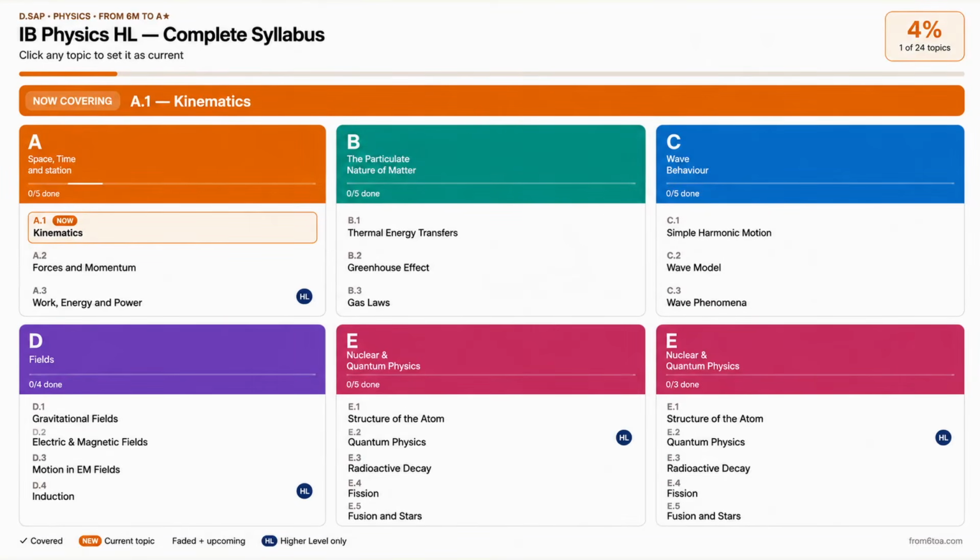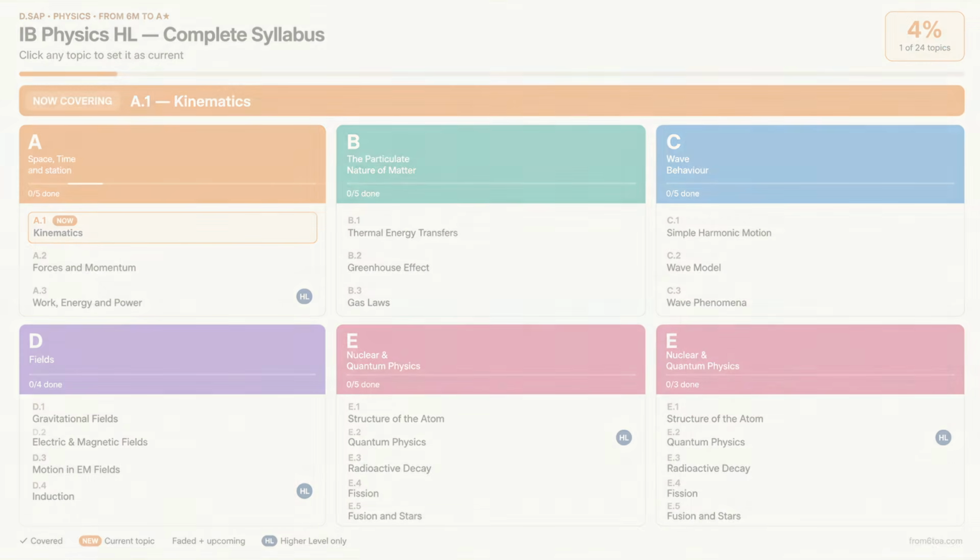So far in this course, we've covered distance, displacement, speed, velocity, and acceleration. From those, we derived the four equations of motion, and after that, we went through motion graphs, how to read them, what the gradient and the area actually represent.